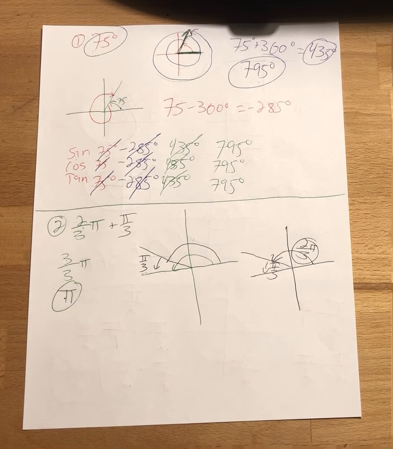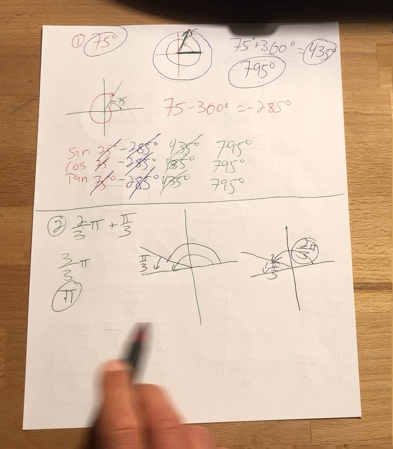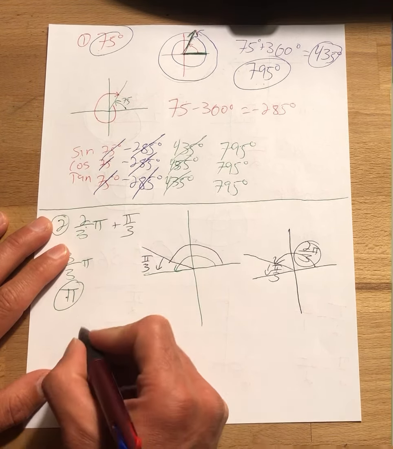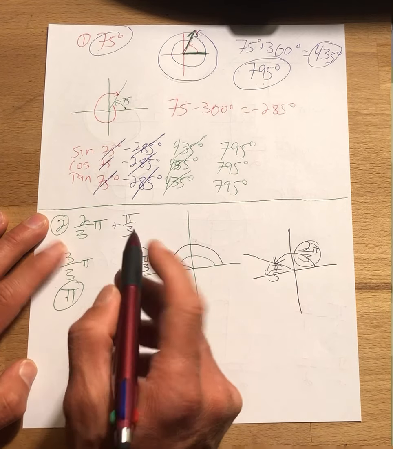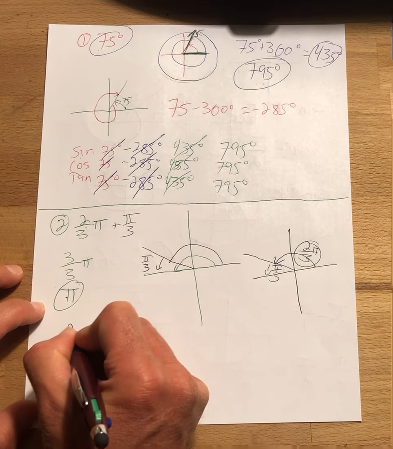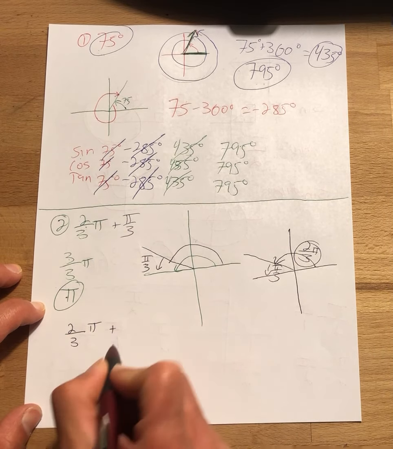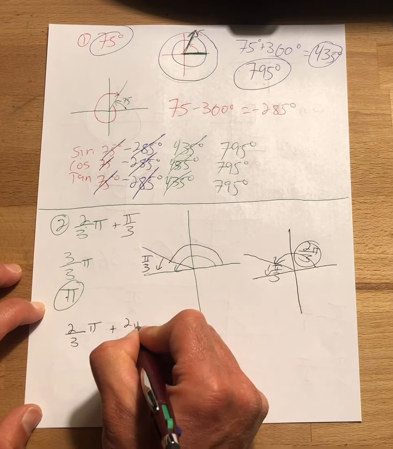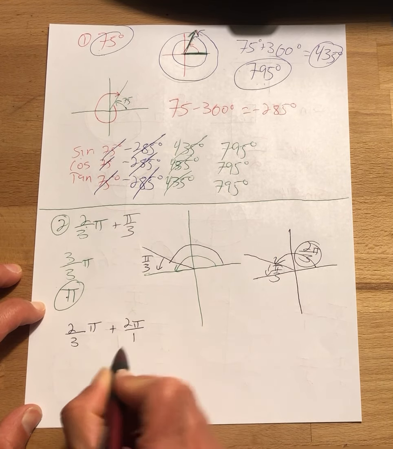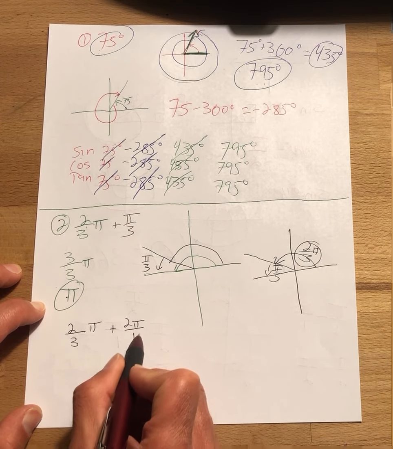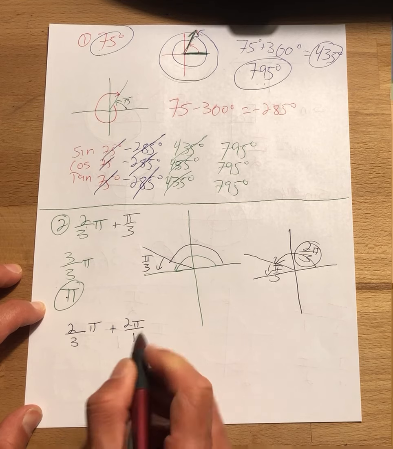So if I'm trying to find a positive coterminal angle, I don't need to draw it, but let's just try to find a positive coterminal angle. I'm going to take theta, which is 2/3 pi, or 2 pi over 3, plus 360, which is 2 pi over 1. Now, what's another way to write 2 pi with a denominator of 3?